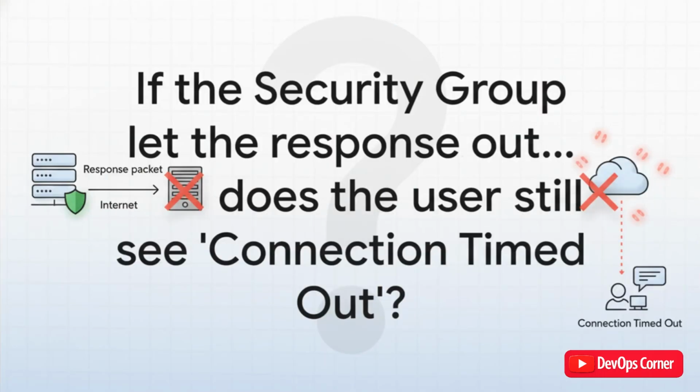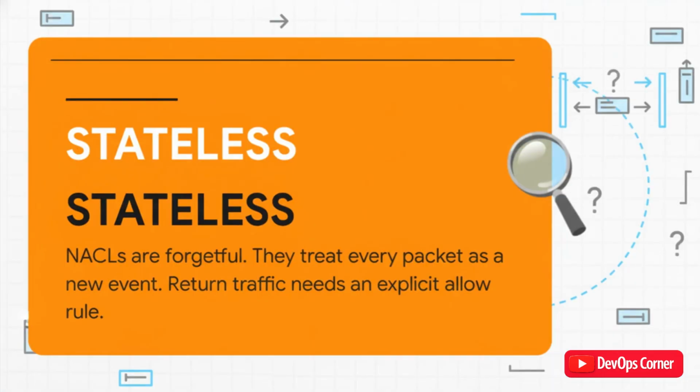So wait a minute. This is the core of the mystery. The bodyguard let the response packet leave. It's out of the instance, so why is the user still staring at a connection timed out error? Where in the world did that packet go? And here it is. This is the answer.